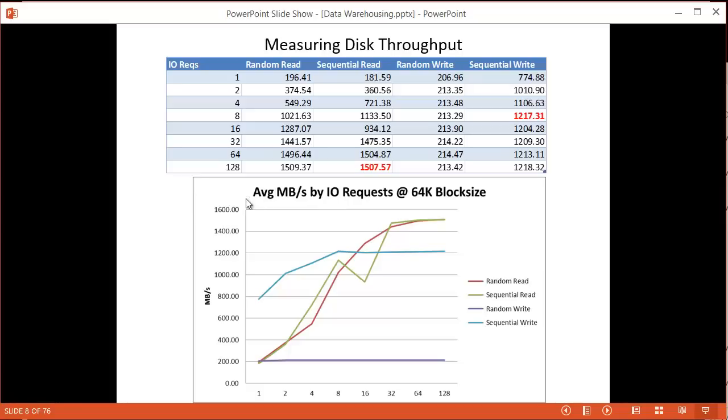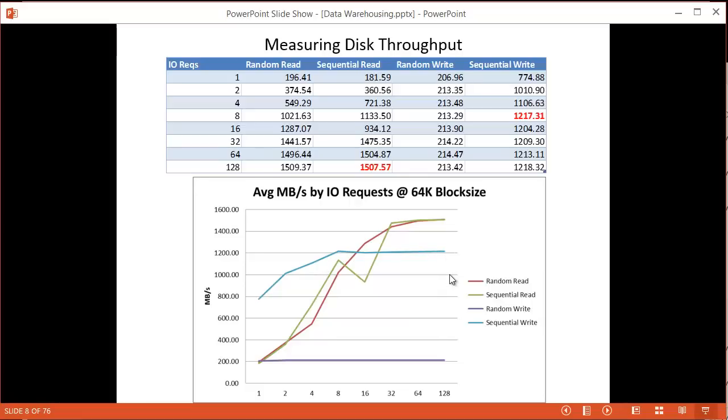So, average megabytes per second. Now this chart represents actually hundreds of I/O tests done with SQL.io, aggregated together. What you want to pay particular attention to is the sequential reads in green and the sequential writes in kind of light blue. And as you can see, both these lines increase up to a certain point and then level off.